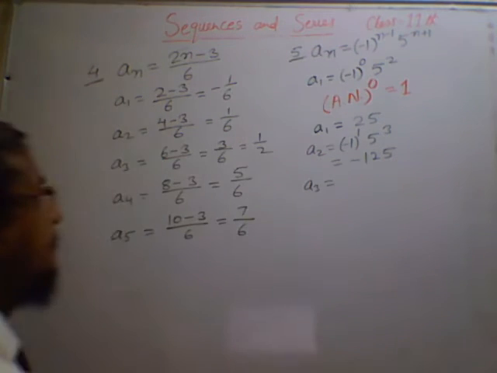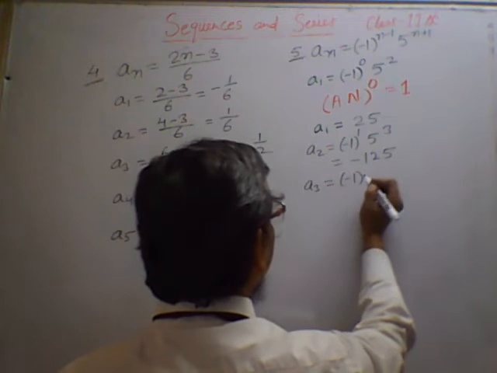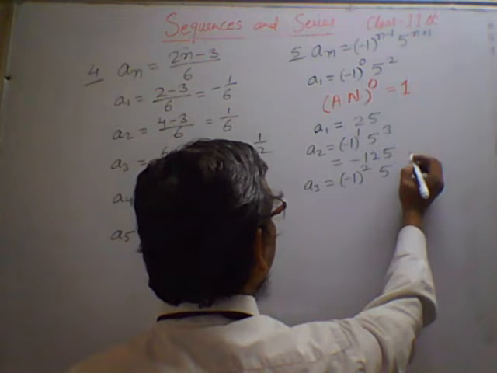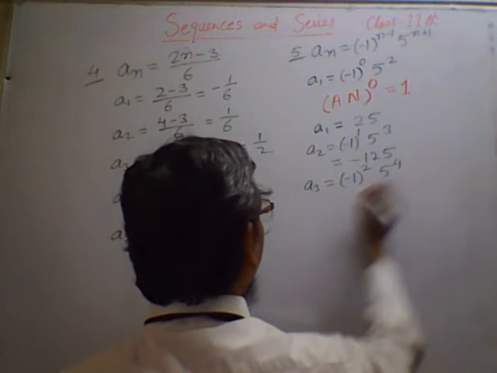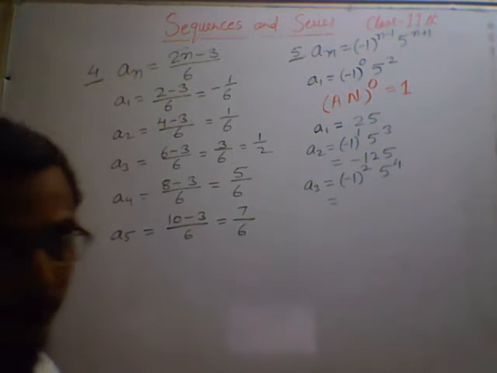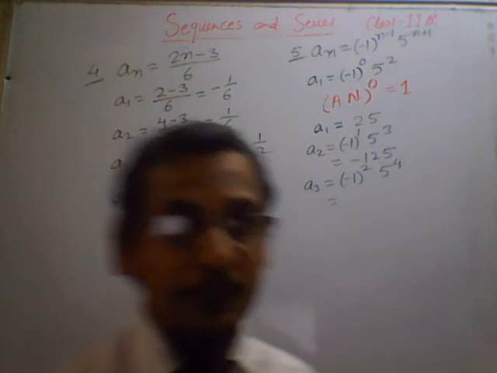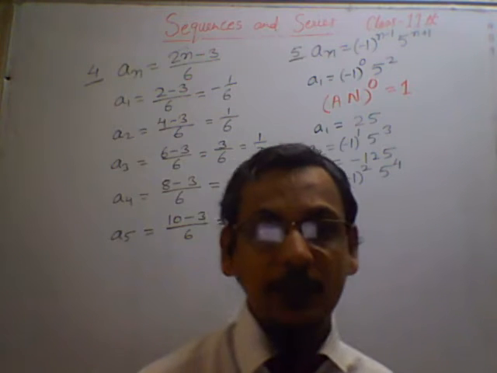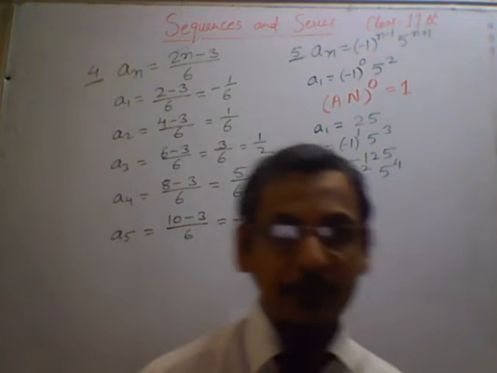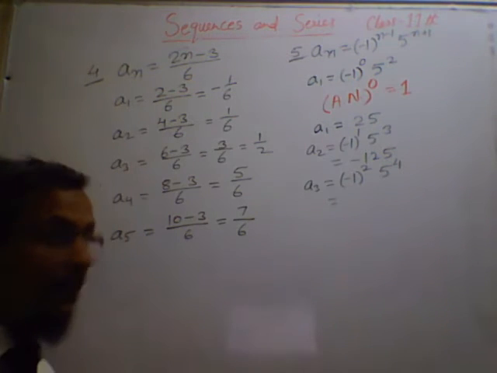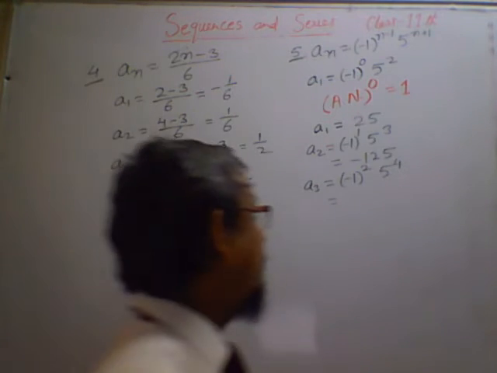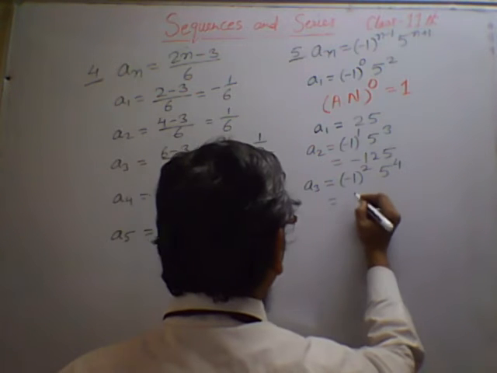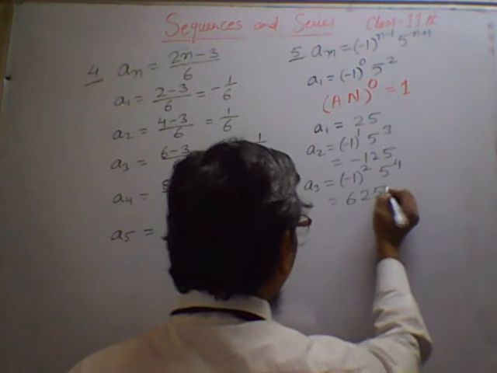A3 equals minus 1 raised to the power 3 minus 1, that is 2, times 5 raised to the power 3 plus 1, that is 4. Boys, if minus 1 is raised to any odd power, then it will be a negative number. However, if minus 1 is raised to an even power, it will be a positive number. This time we are getting a positive number. 5 raised to the power 4 is equal to 625.